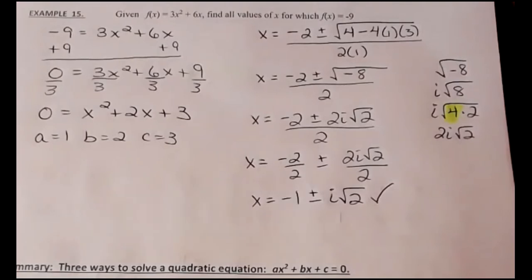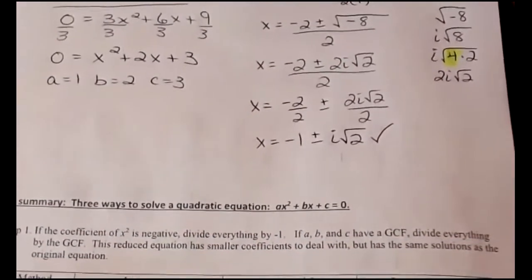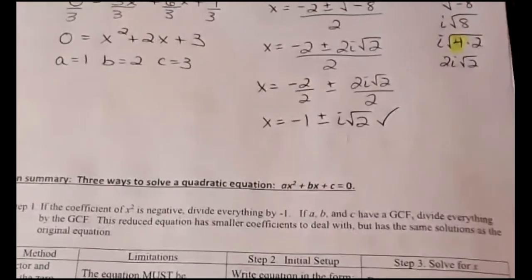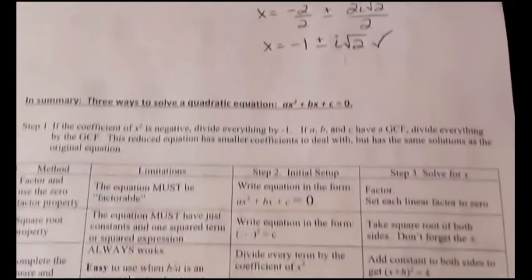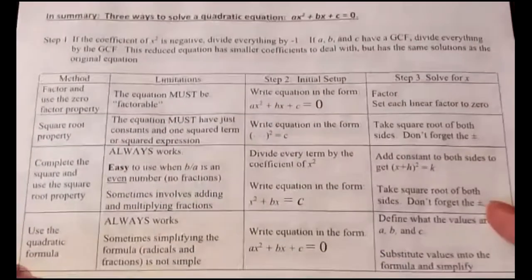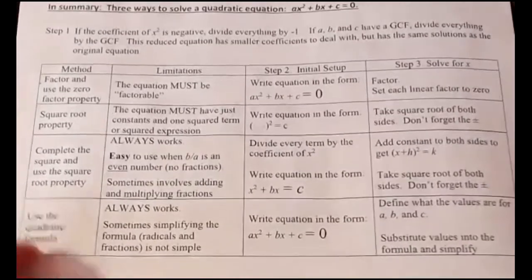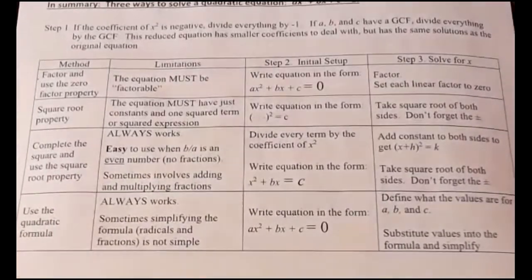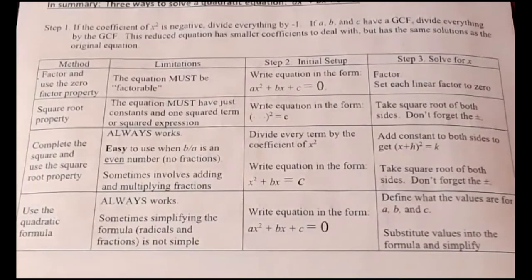Awesome. What I've done here is provided you with a summary of all the things that we've learned so far in this unit. So essentially, notice with step 1, if the coefficient of x squared is negative, divide everything by negative 1. If a, b, and c have a GCF, you should divide it out. So you're reducing that equation so it has smaller coefficients, which makes it a lot easier to deal with.